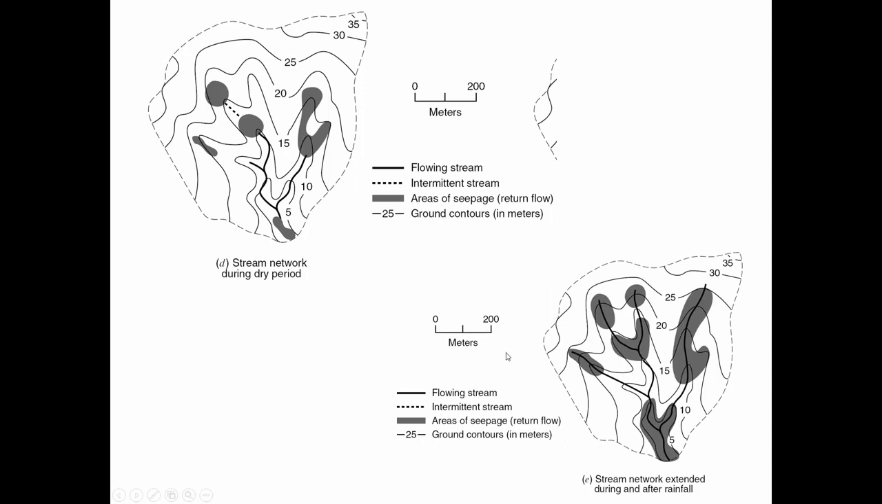But during a wet period, the flowing water extends much further into the watershed, and the location of the seepage is shifted upstream as well. So there's going to be more seepage in a greater variety of places during wet weather. And then there's also, because of the flow at the surface, the flowing stream extends upstream during the wet weather.